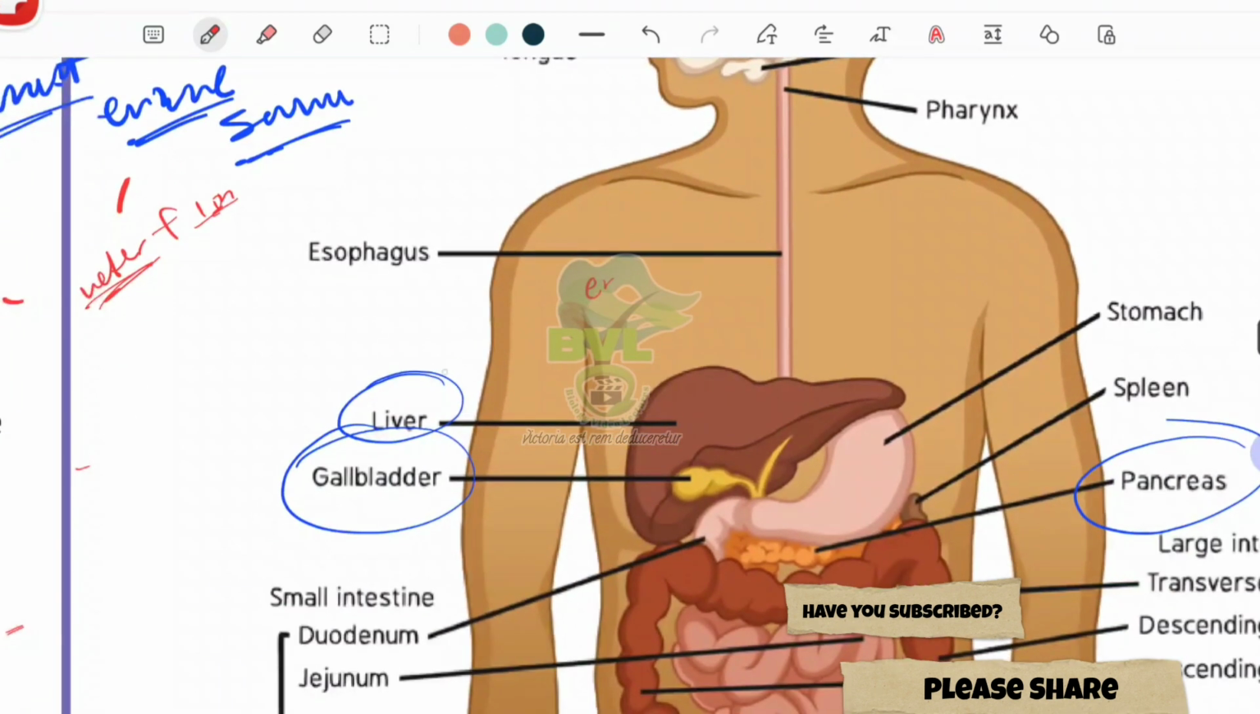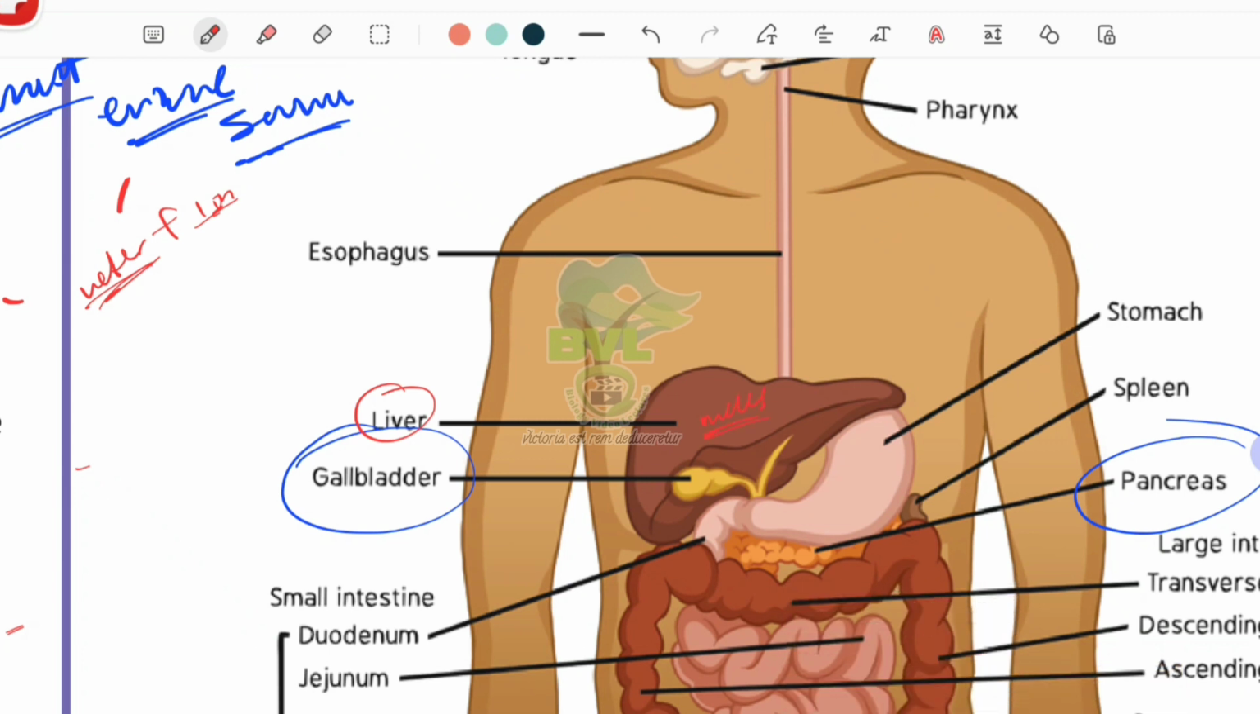The next guy on the list is the liver. Now, this one is a little tricky. The liver, this large brown organ, is the second largest organ in our body. It stores bile. Excuse me, it doesn't store, it makes bile from unused amino acid. Please pay attention to what I just said. It makes the bile. Where is this bile stored? In the gallbladder.